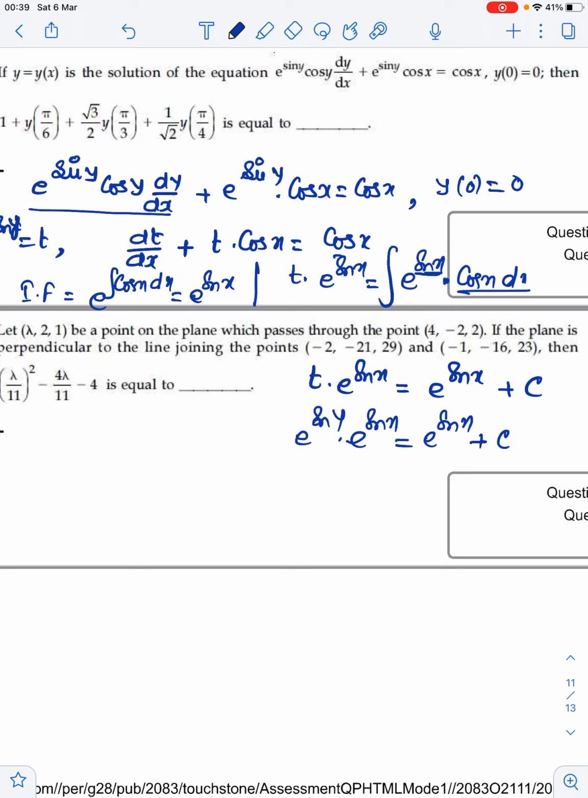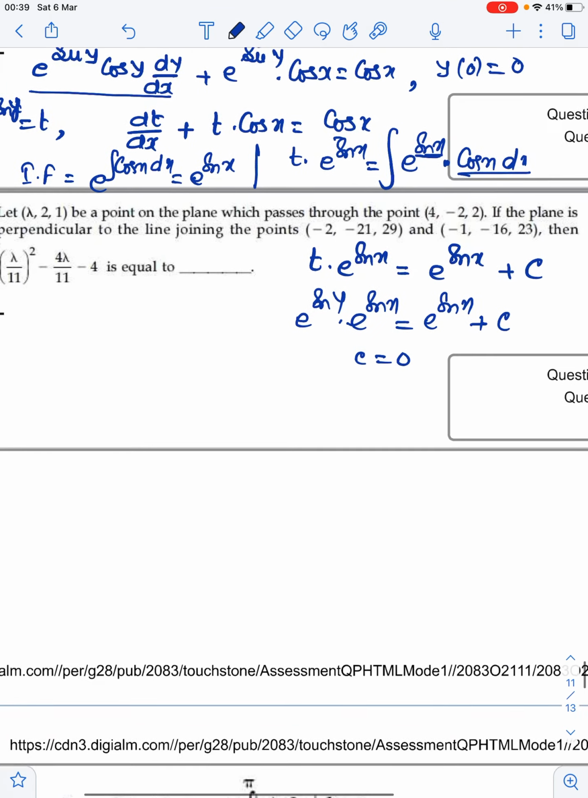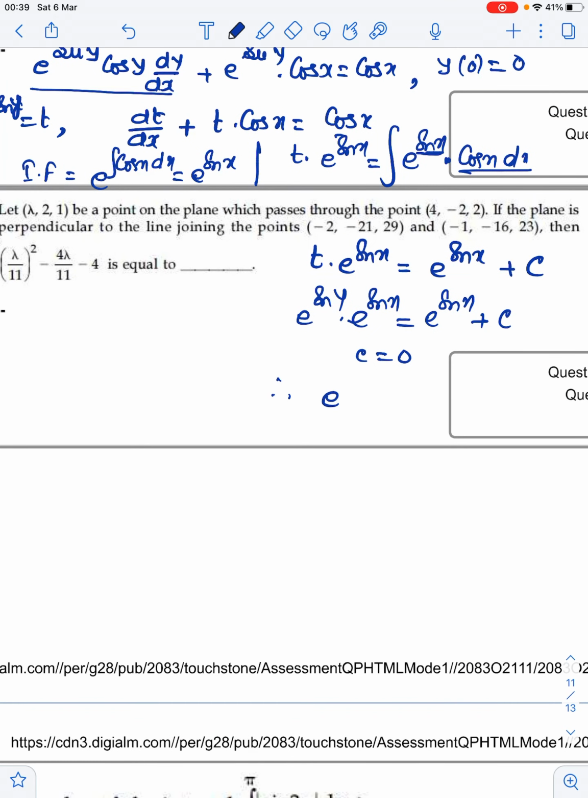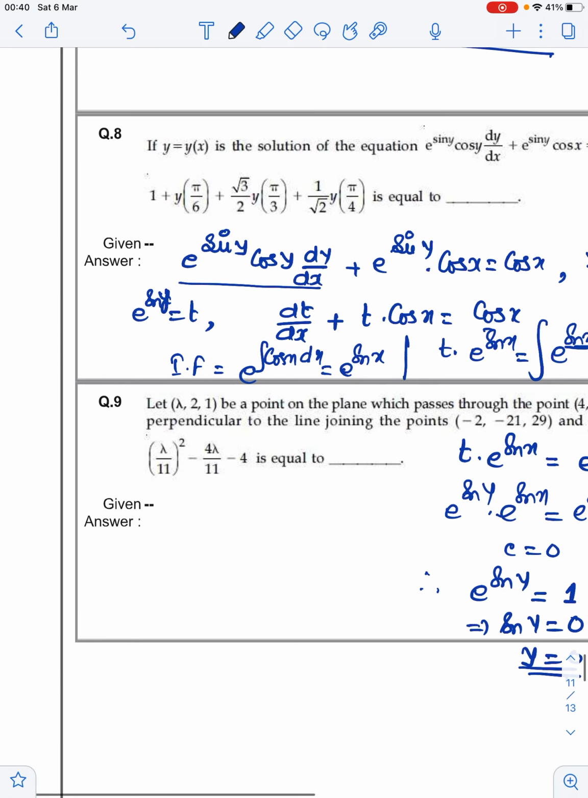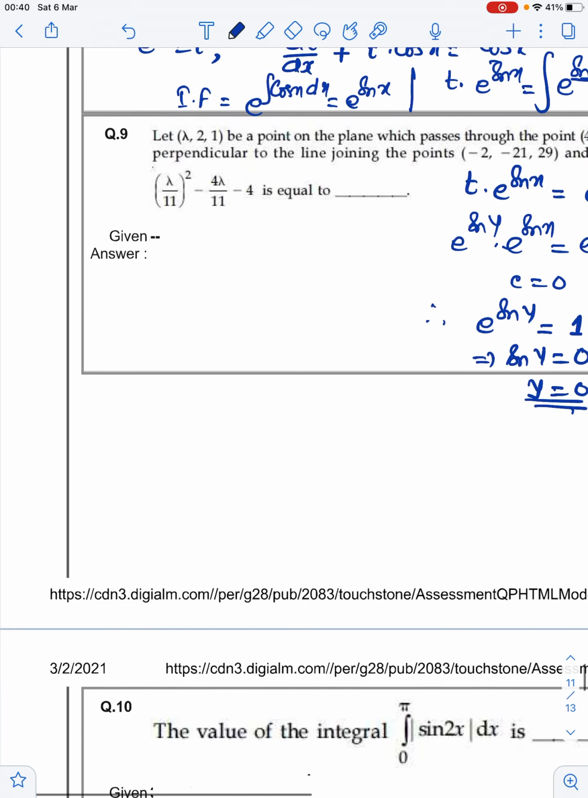So each term is becoming 1. So c comes out to be 0. So the equation becomes e to the power sin y equal to 1. That is only possible when sin y becomes 0. So y can be 0. So once y is 0, the value of the expression is 0, 0, 0, 1. So the only answer possible is 1.